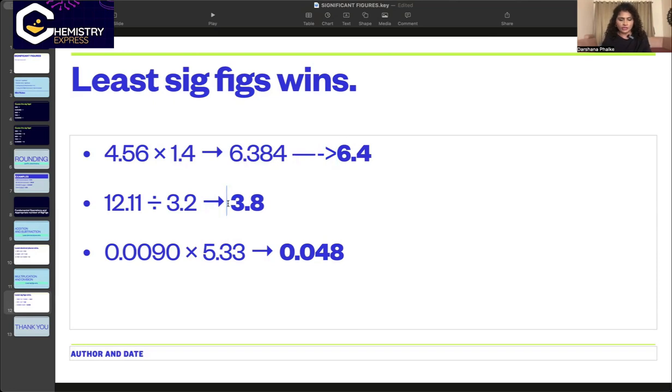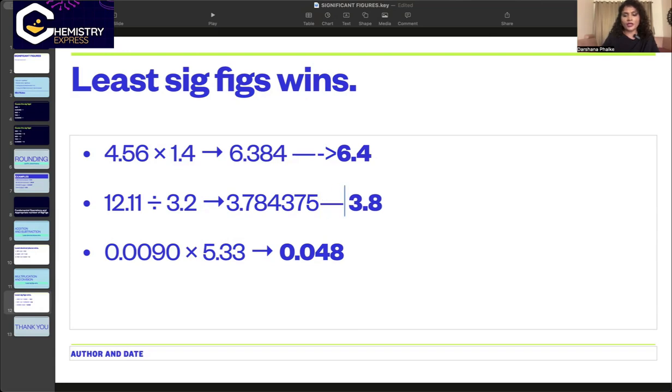Now let us see the division. 2.11 divided by 3.2. Oh, sorry, my bad. It's 12.11 divided by 3.2. Please divide for yourself also and see what's the answer. The answer we get is a long answer. It is 3.784375.